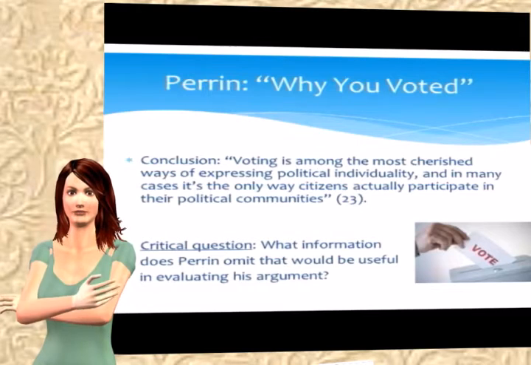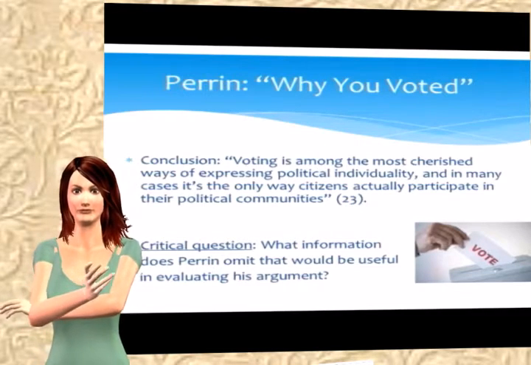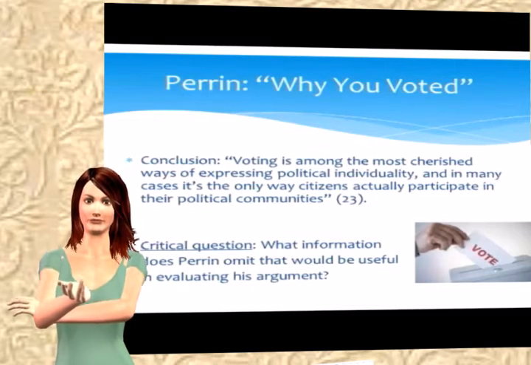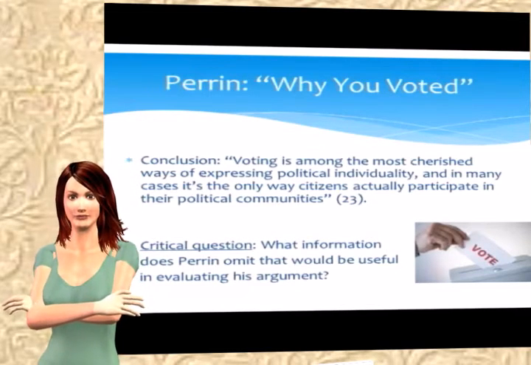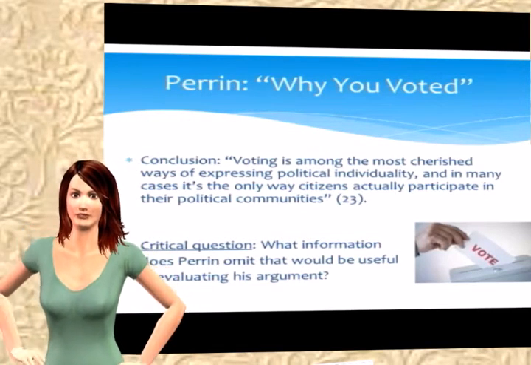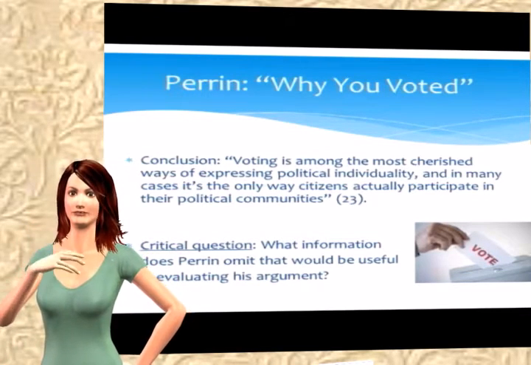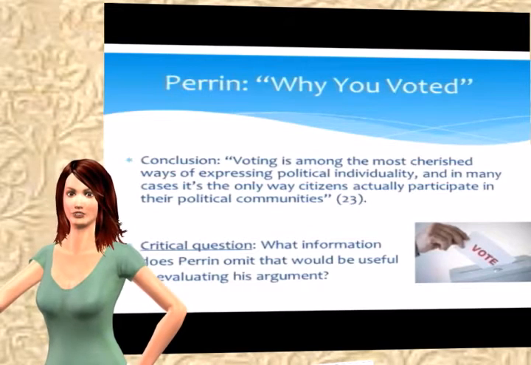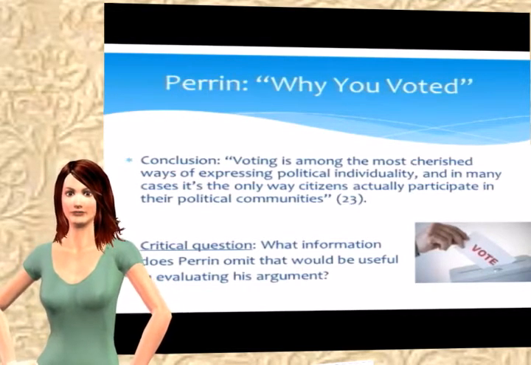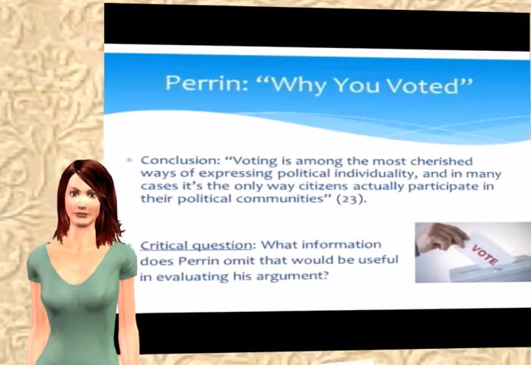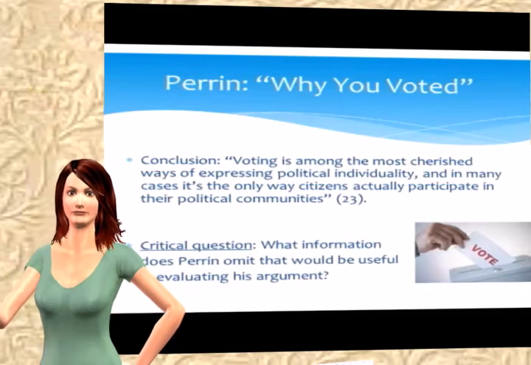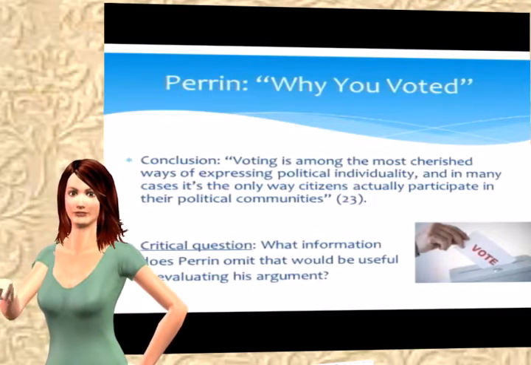And he concludes on the second page of the reading, page 23, he says, voting is among the most cherished ways of expressing political individuality, and in many cases, it's the only way citizens actually participate in their political communities. So this is his conclusion about this issue of political participation. And the critical question we want to ask in relation to this reading is, what information does Perrin omit that would be useful in evaluating his argument?